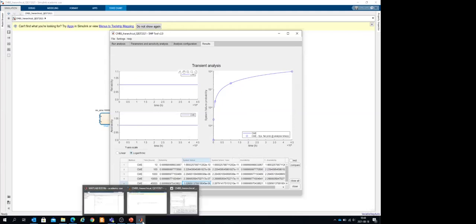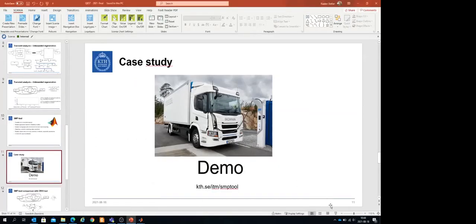So that was just a small demo of the tool. There are more features, and feel free to look it up. It is free to download for everyone.